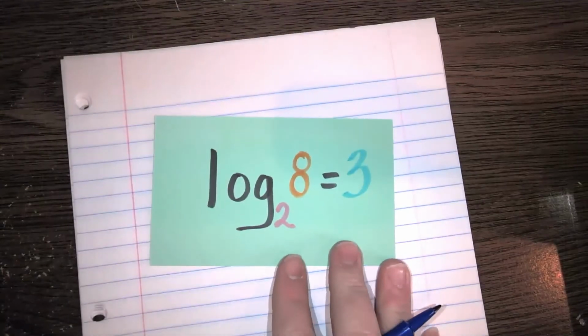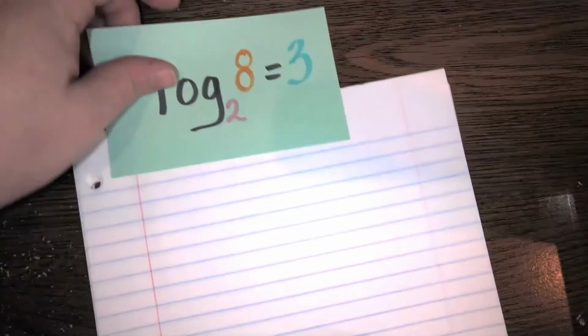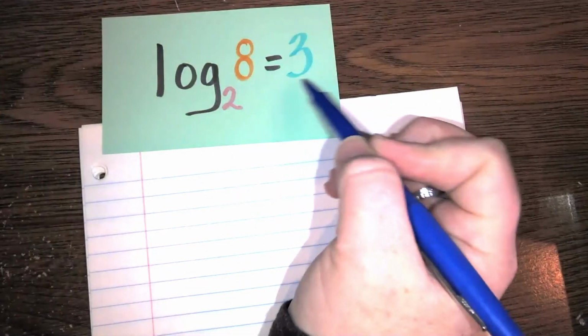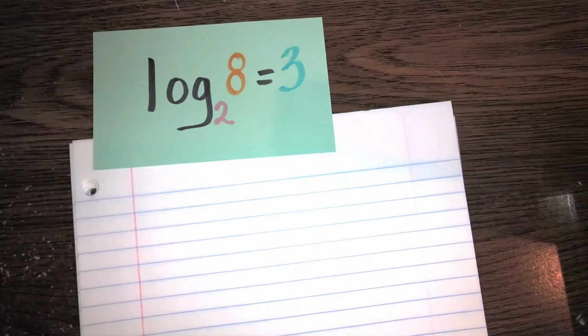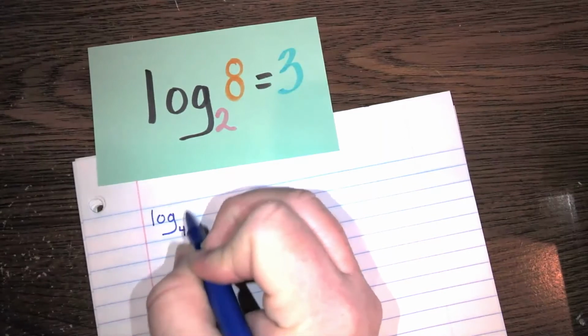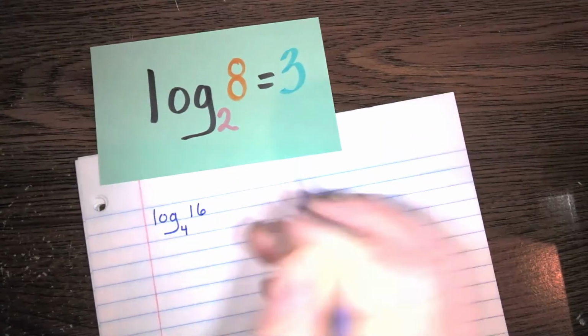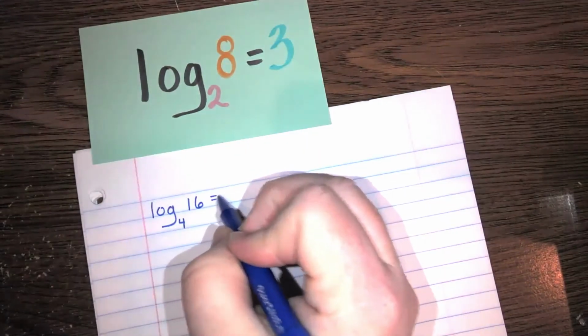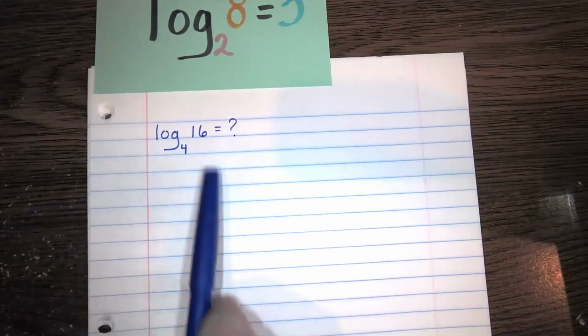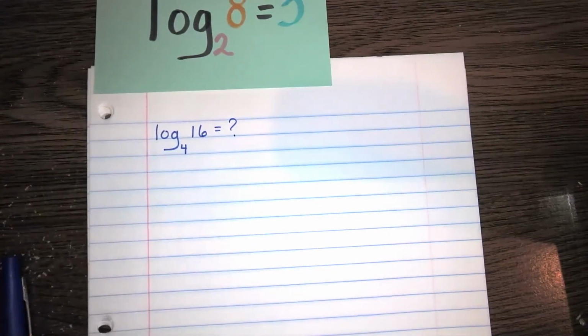Okay, so keep this handy. One of the ways to do this is if I give you something in a log, being able to figure it out, because that's the part that I'm not going to tell you. So for example, log base 4 of 16 equals a question mark. And you're like, what the heck does that mean?